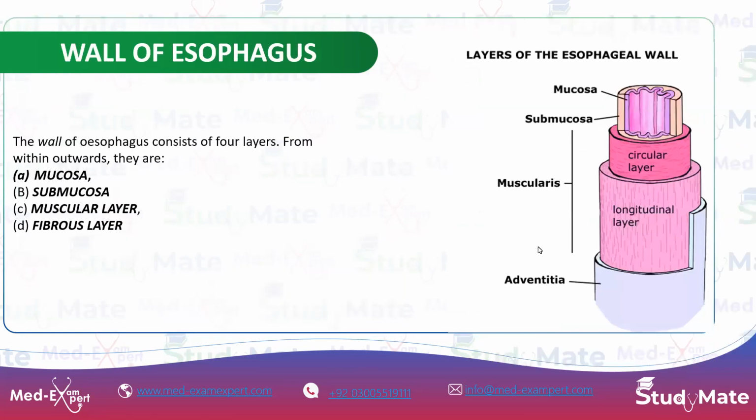So if we look at the wall of the esophagus, the wall of the esophagus consists of 4 layers. From within outwards, there are mucosa, submucosa, muscular layer, and the fibrous layer. Mucosa is lined by stratified squamous epithelium, and submucosa is the layer which is connecting the mucosa to the muscular layer.